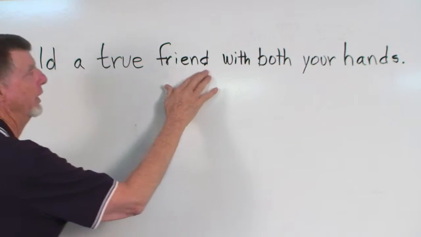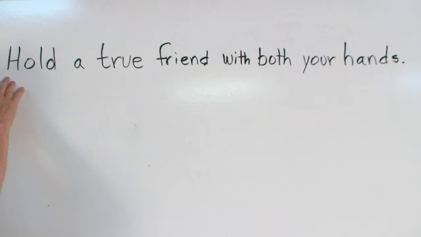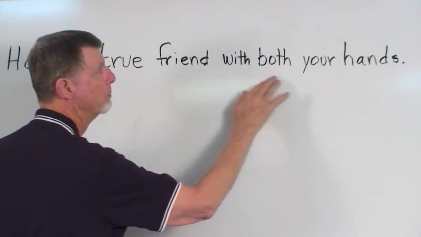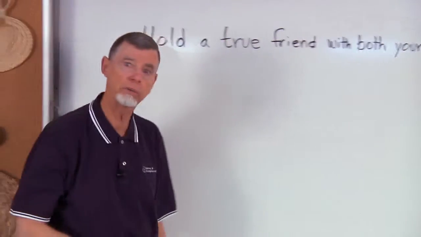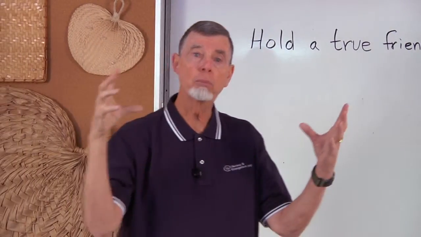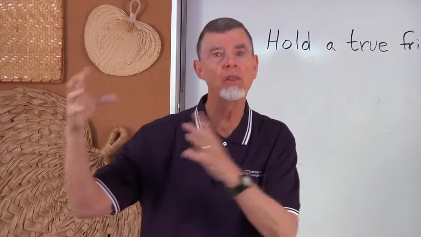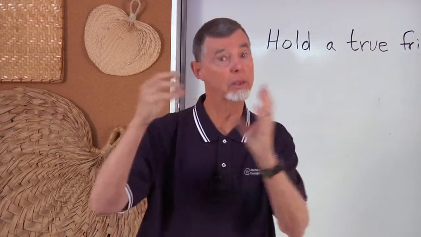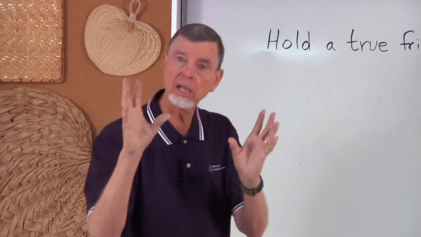Hold a true friend with both your hands. Read it again. Hold a true friend with both your hands. Now you notice I put a pause between friend and with, and that's because when we put our sentences together into phrases, we change our thought. We go from who is doing what, to when, where, and why. And when we do it, we have a slight pause.